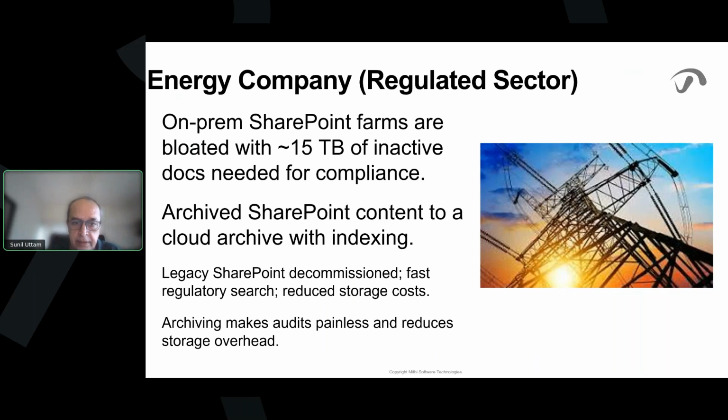The SharePoints are decommissioned. The searches are much faster. Storage costs are much lower, right? Plus the cloud gives them the option to tier the data. So archiving makes the audits painless and reduces storage overhead in this scenario, right? So this is an upside, massive upside, right?